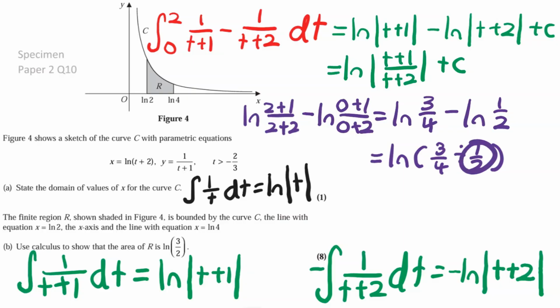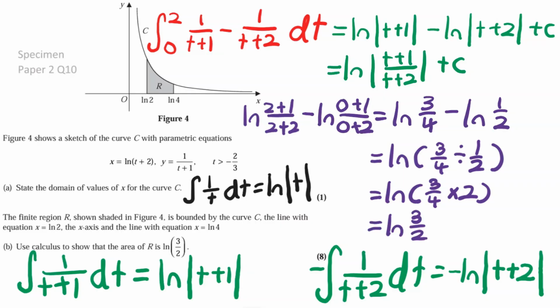Remember, when you divide by a fraction, it flips it. So this is now going to be times 2, like this here. 3 over 4 times 2 is 3 over 2. So this is the natural log of 3 over 2, which is what's required. So this is the area of R.